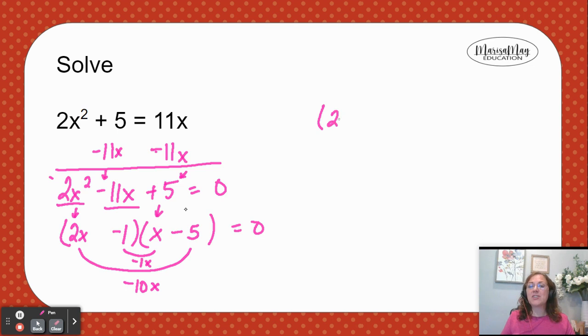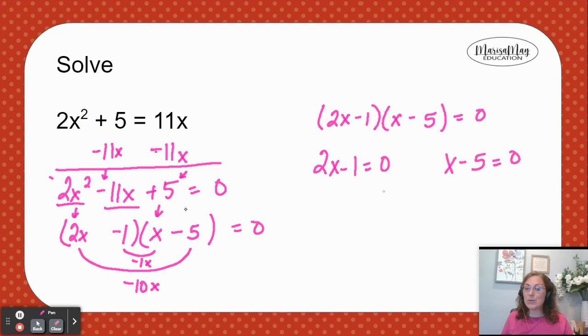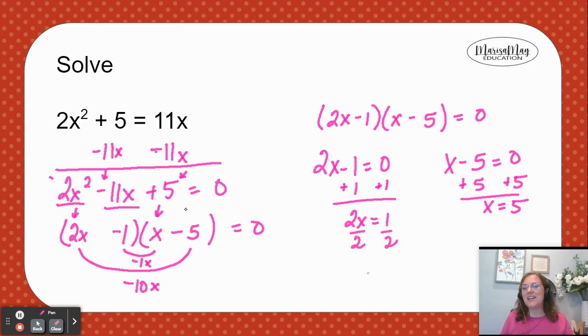So now that we've factored the two parentheses together, we can set each parentheses equal to 0: 2x minus 1 equals 0, and x minus 5 equals 0. These are two equations we now solve. We'll add 1 to this first equation and get 2x equals 1. We'll add 5 to this equation, and we'll get that x equals 5. I didn't finish here. Let's divide by 2. Now I have two solutions: x equals 1/2 and x equals 5 for our quadratic equation here.